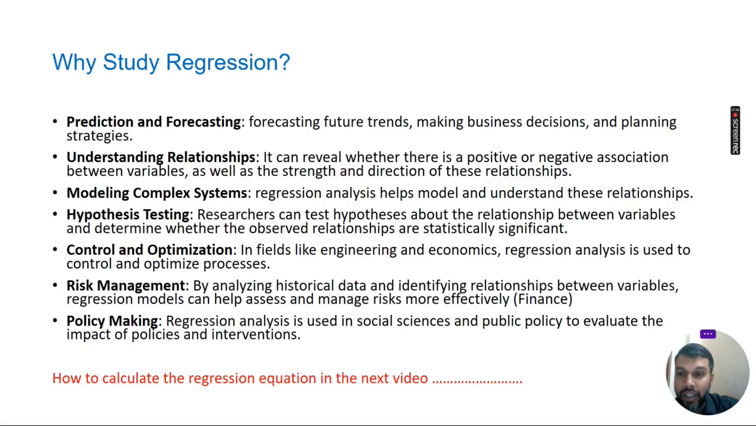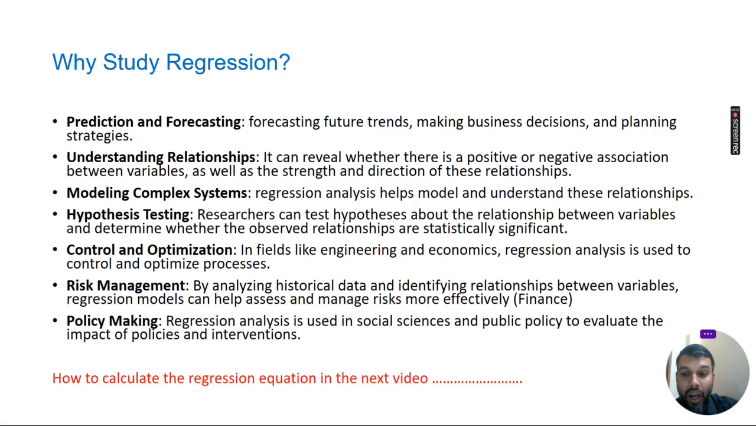In research, especially, we want to test if something significantly affects another variable using hypothesis testing, so regression analysis can also help us in terms of research. In terms of control and risk management, regression analysis is very useful, especially in the finance domain, to reduce risk. By historically looking at the relationship between variables, I am able to manage the risk more effectively. And finally, even policymakers use regression analysis.